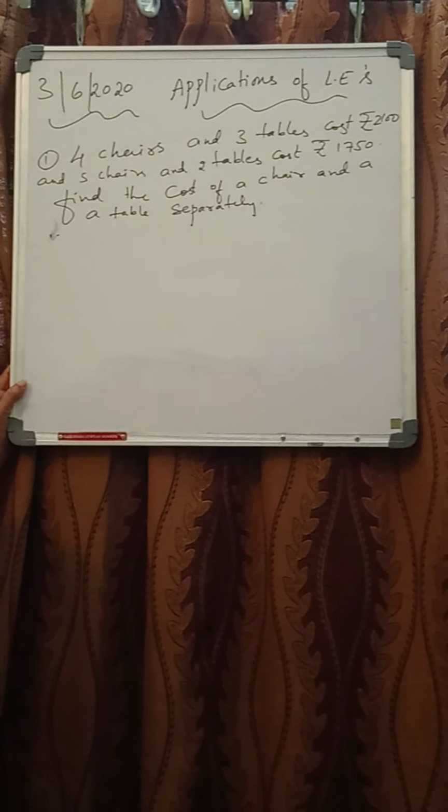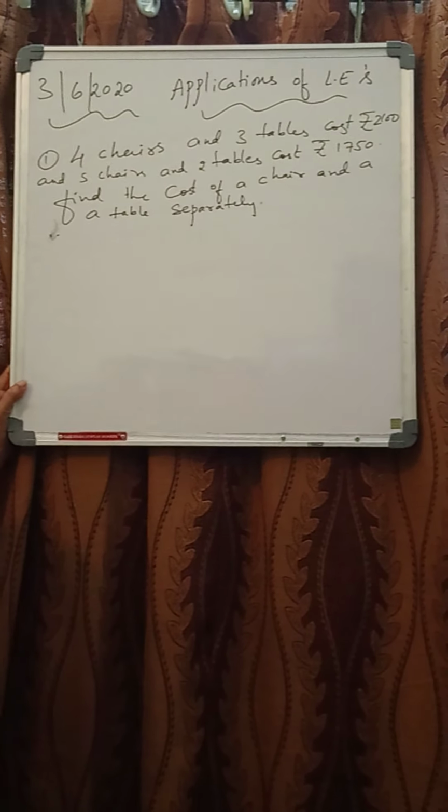Next, by condition 2, what is the second statement here? 5 chairs and 2 tables. 5 chairs means 5x plus 2 tables 2y is equal to rupees 1750, children. So you got a pair of linear equations here. So now you solve these linear equations, children. Here you make either x terms the same or y terms the same, children.